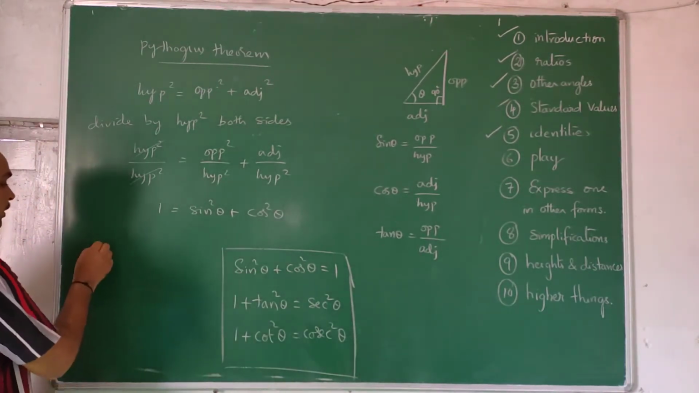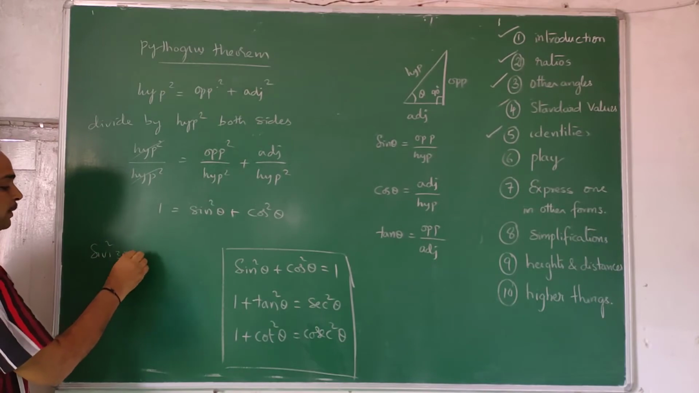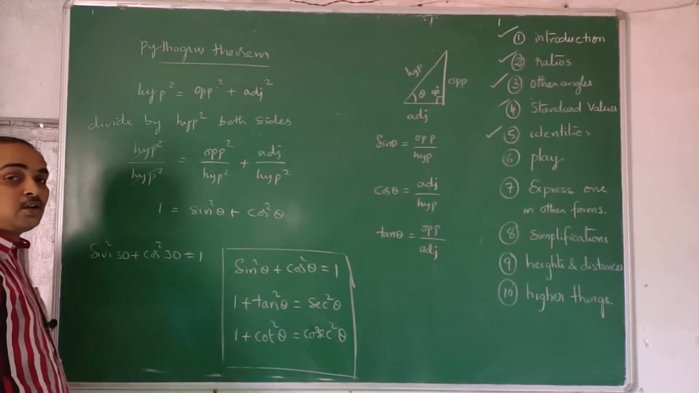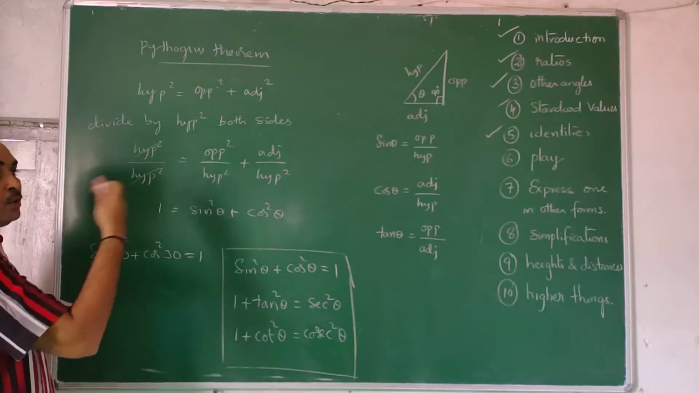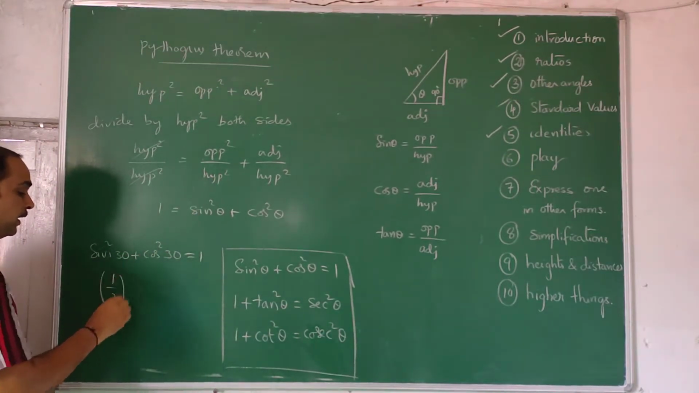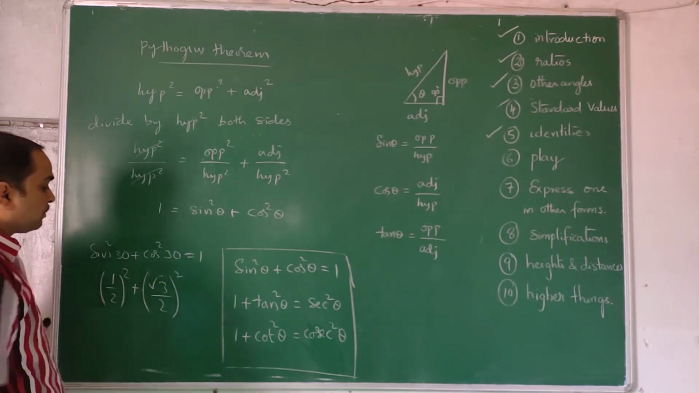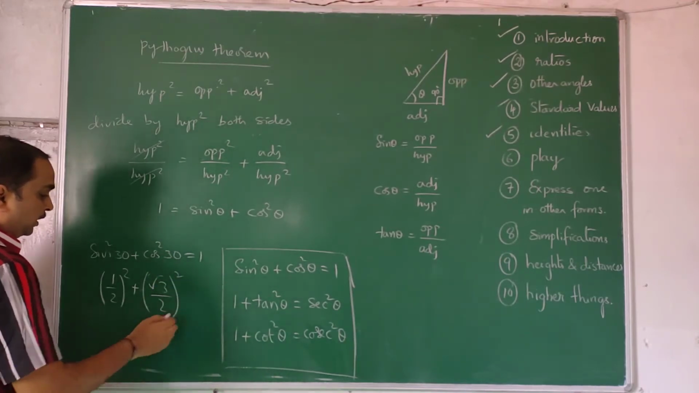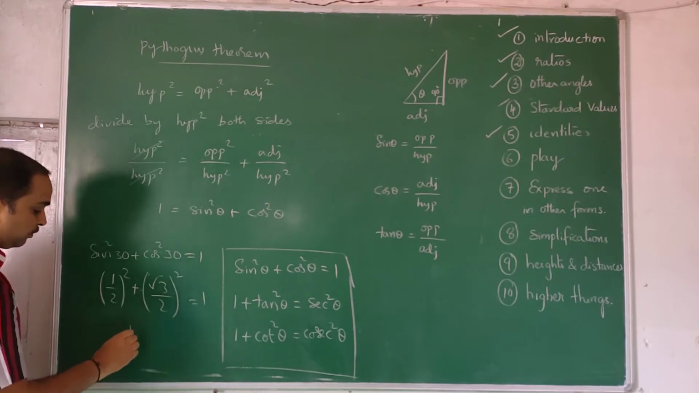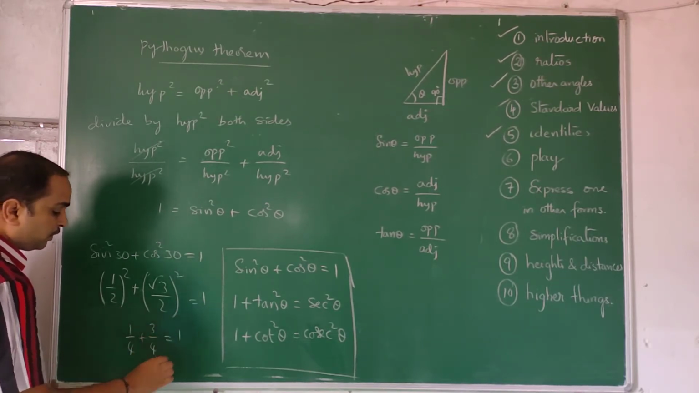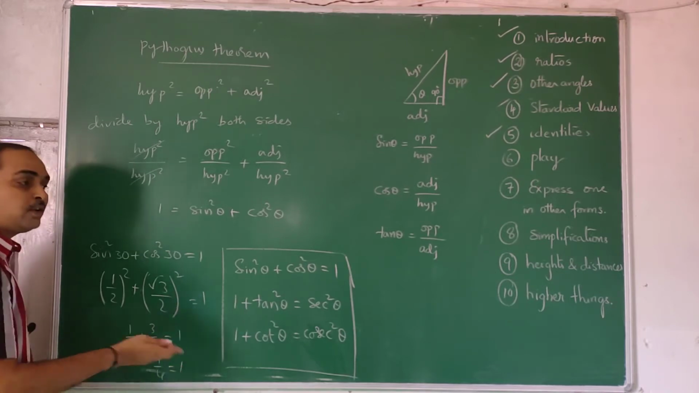Say 30: sine square 30 plus cos square 30 is equal to 1 or not. You can check whether LHS is equal to RHS or not. Sine 30 is 1 by 2, whole square, plus root 3 by 2, whole square. RHS is 1, so it is 1 by 4 plus 3 by 4, which is equal to 4 by 4, equal to 1. LHS is equal to RHS.